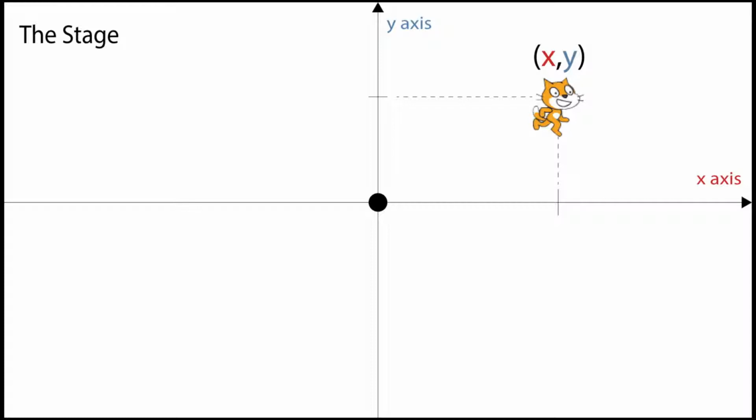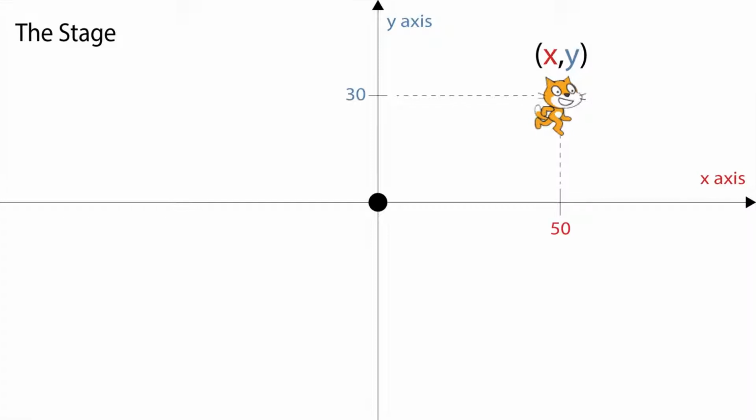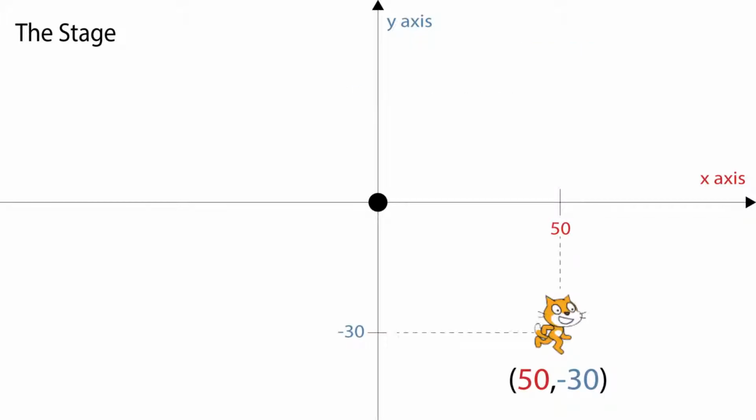You will often see these coordinates in brackets. The first number is the X-coordinate and the second number is the Y-coordinate. And so we can quickly see that 50 will be the first number, 30 will be the second number, and there we have the location of our character on the stage. And here our character is at location 50, -30.